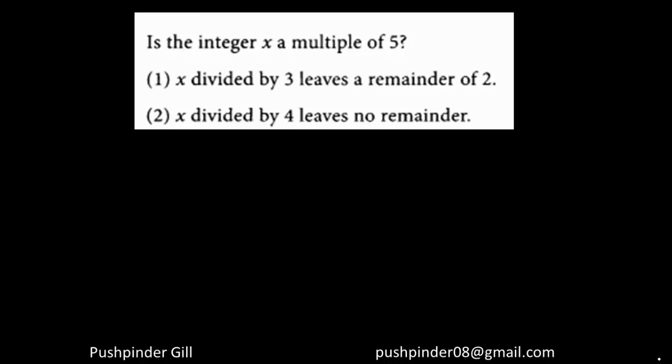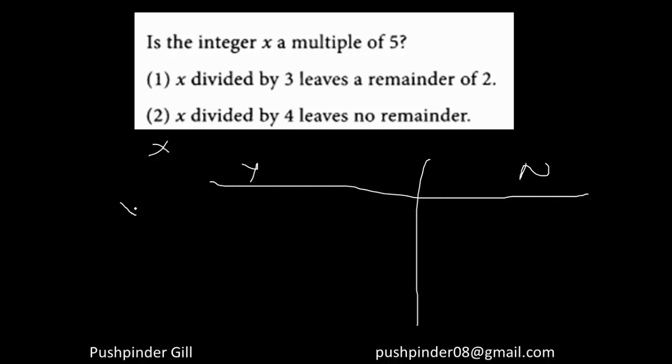So let's see this statement over here. Is integer x a multiple of 5, right? So he's asking, is integer x a multiple of 5 or not? So try getting a yes and try getting a no. Alright, so x when divided by 3 leaves remainder 2. So let's find a number that when divided by 3 leaves remainder 2.